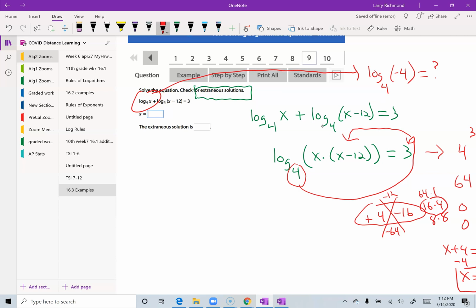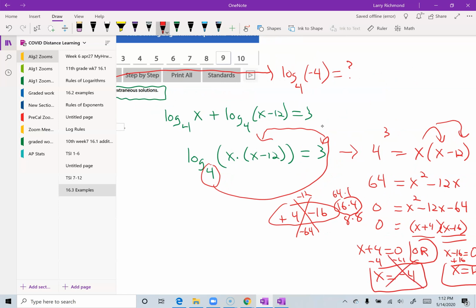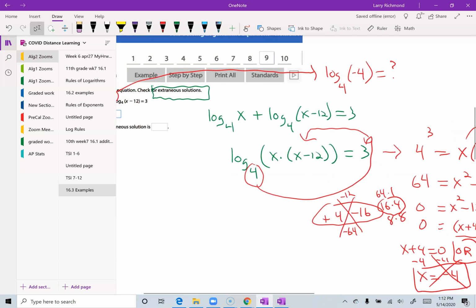The log functions are undefined for any 0 or negative. We can't even get 0 here. 4 to no power will yield 0. So if you end up trying to evaluate the log of a negative, that's going to be extraneous. Negative 4 is extraneous. Positive 16 will work.